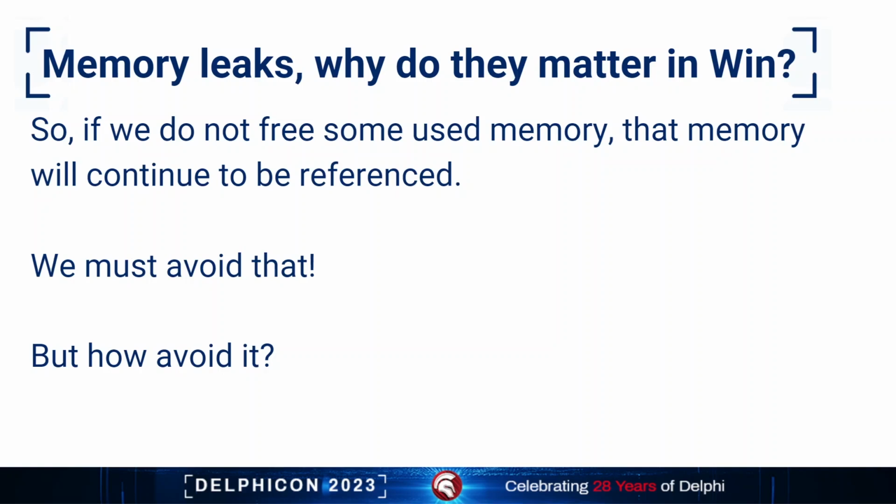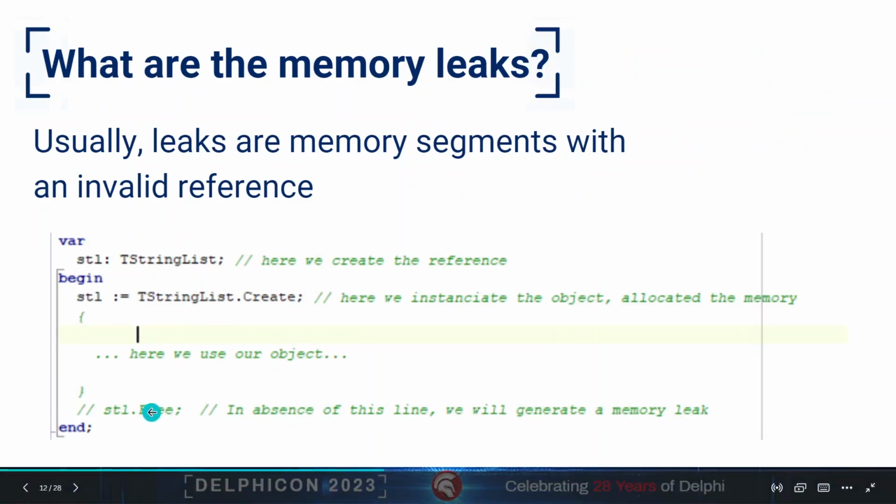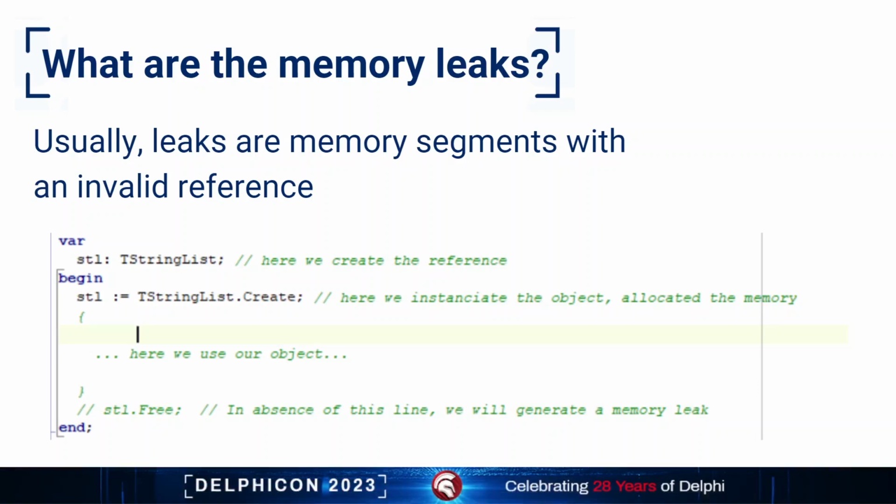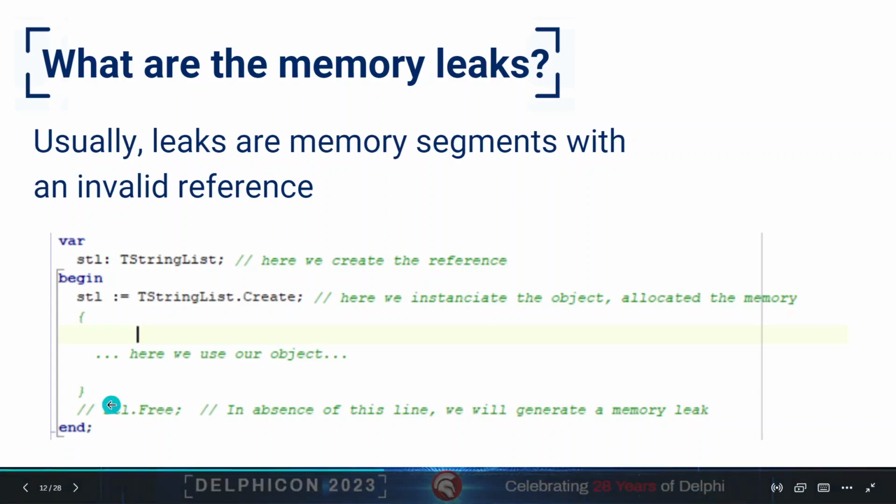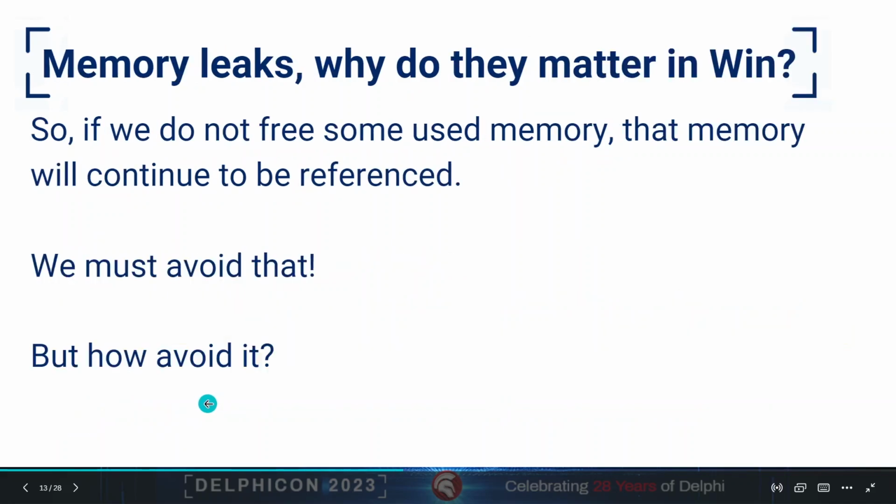We must avoid that. But how do we avoid it? How can we avoid that in some places of our system, under any kind of condition or behavior of our system, avoid having this particular behavior here?